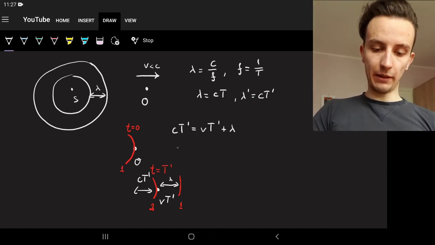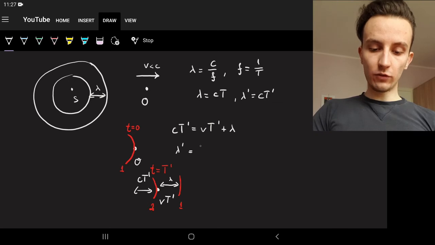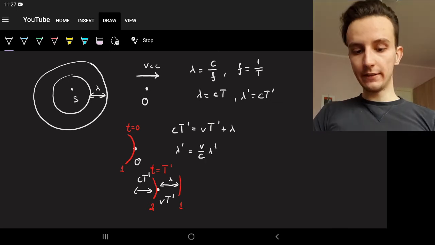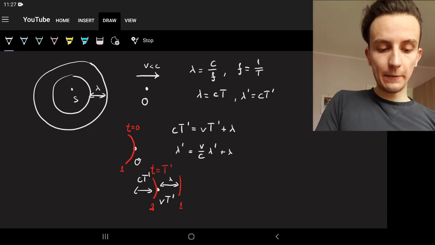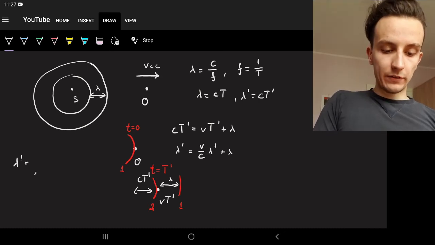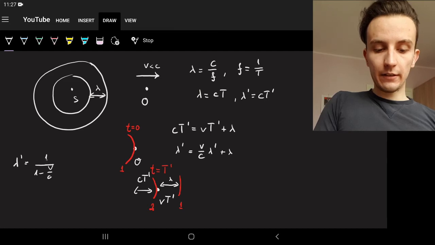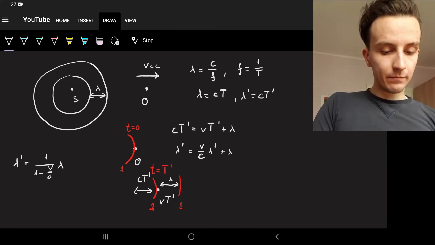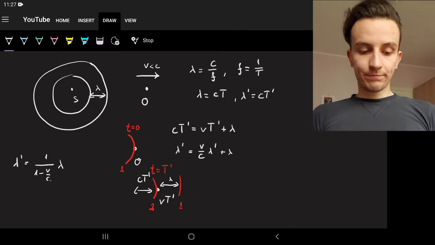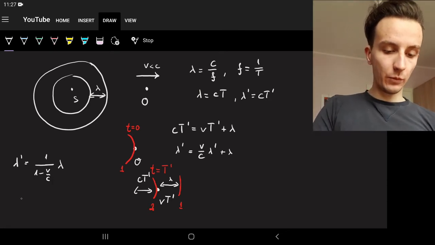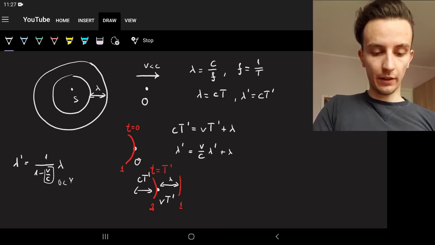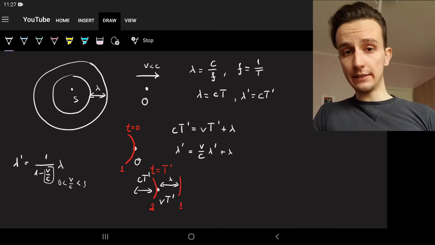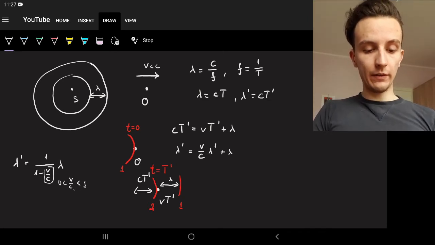So then this is lambda prime. That's equal to v over c lambda prime, plus lambda. You see what I did there? And now all we need to do is express that lambda prime is equal to 1 minus v over c in the denominator times lambda. Like this. So we know that this is something that's between 0 and 1, because we said that v is less than c. So this is something between 0 and 1.